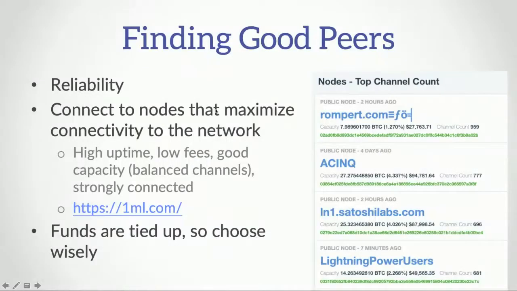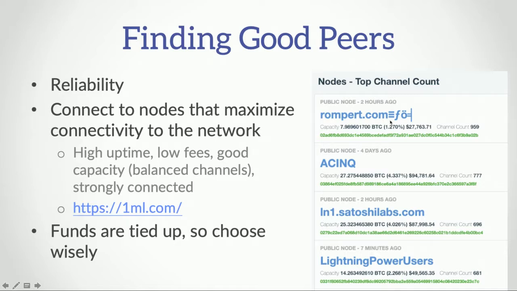Since A gets penalized if the counterparty disappears, that means that when creating channels, a node needs to be careful to find good peers. And one of the most important factors in selecting a peer is reliability. You want to connect to nodes that are going to be there for you when you want to use the channel. So 1ml.com is a popular resource.